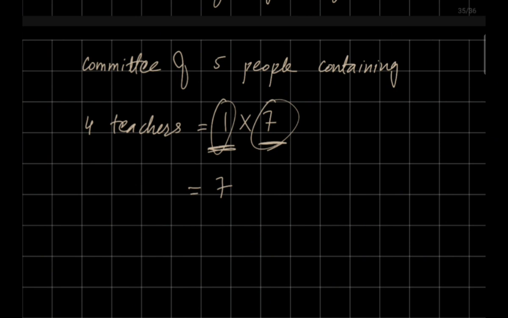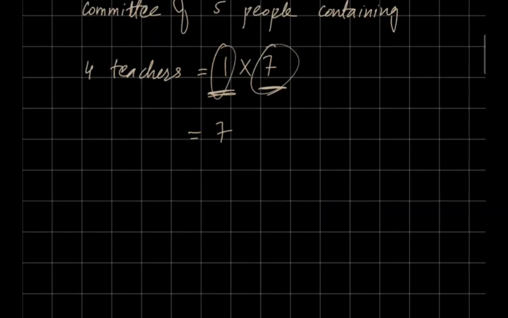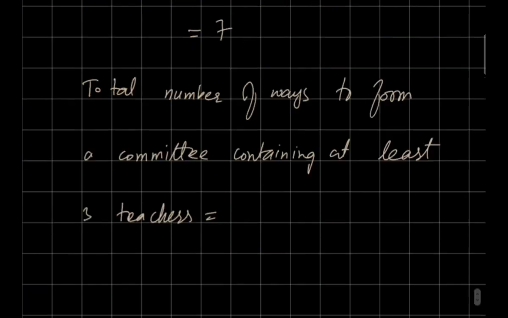Now we have to finalize the answer of this part, because in this part we were required to find the number of ways to form a committee in such a way that there are 3 teachers or there are 4 teachers. So due to our operation, we have to use the sum rule of counting. So we will sum up the result of case number 1 as well as case number 2.